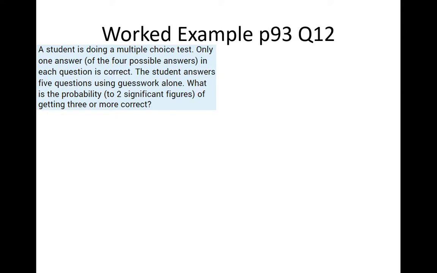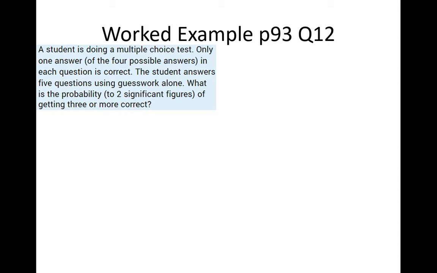Okay, next one. A student is doing a multiple choice test. Only one answer of the 4 possible answers in each question is correct. The student answers 5 questions using guesswork alone. What is the probability to 2 significant figures of getting 3 or more correct? Now again, start at the beginning. Is this a binomial distribution? Is this a Bernoulli trial?